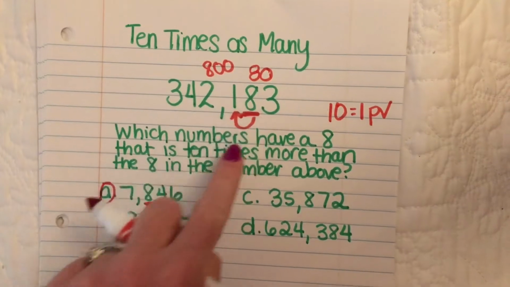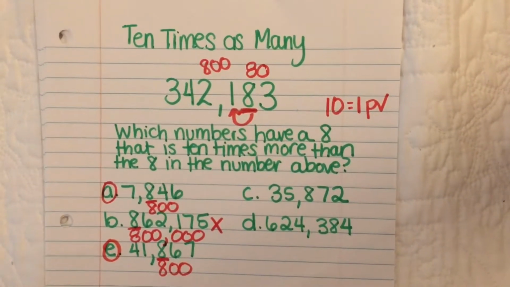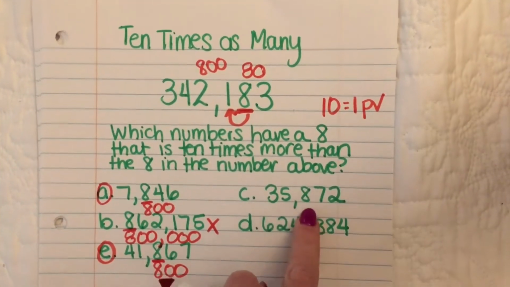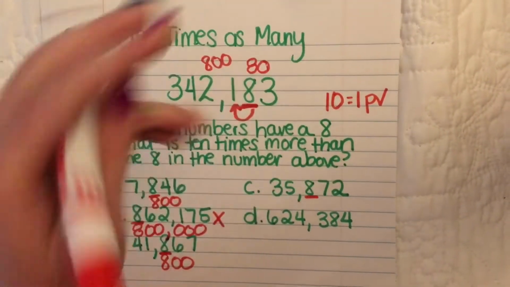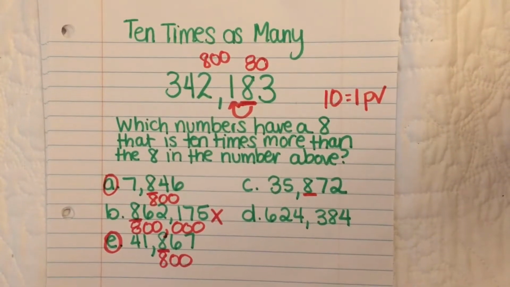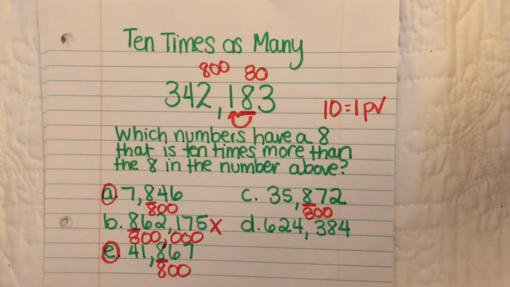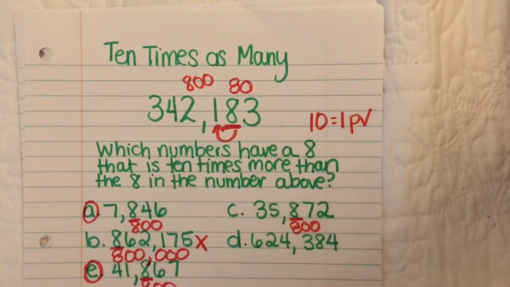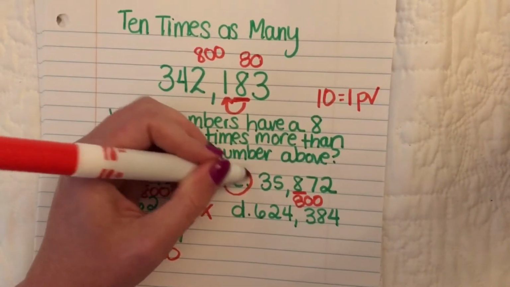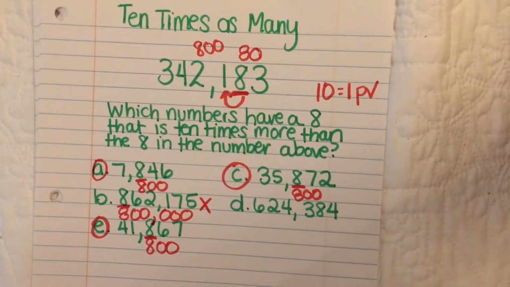Oh, there it is. One over, 800. Done. What about over here at C? Just find that 8. Here it is. No other numbers matter. That is in the ones, tens, hundreds. 800, yep. 10 times more. One place value over from what was given in the 80. So C would be an answer.